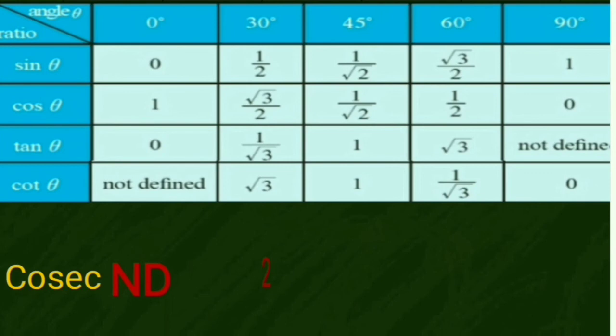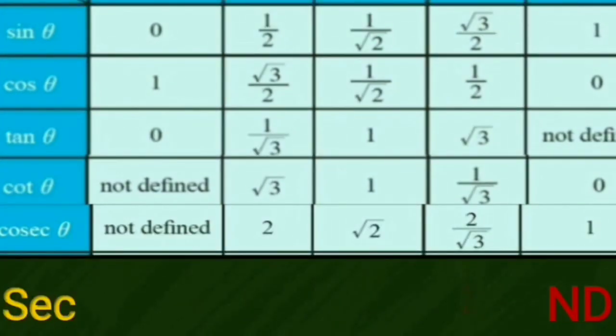Cosec 0 is not defined, 30 is 2, 45 is root 2, 60 is 2 upon root 3 and 90 is 1. For sec theta, we will write cosec in reverse order. 90 will be not defined, 60 will be 2, 45 will be root 2, 30 will be 2 upon root 3 and 0 will be 1.